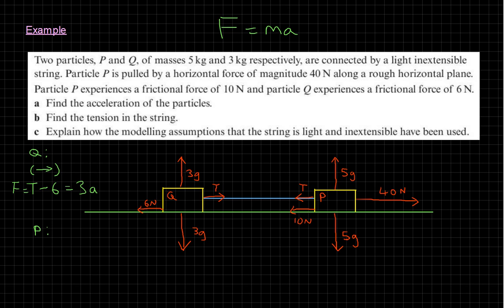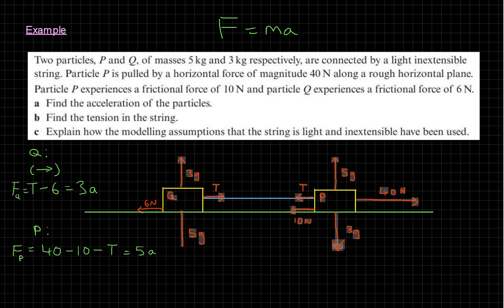Now let's look at P. We've got 3 horizontal forces on P. We've got 40 to the right. Okay, so that's the force. I'm just going to call this FQ, meaning force on Q, and FP, force on P. This is equal to 40 to the right, minus 10 to the left, and minus T to the left. So in the first case it was a plus T, in this case it's a minus T because they're going in different directions. And again, this is equal to the mass of the object, which in this case is 5, and then times an acceleration.